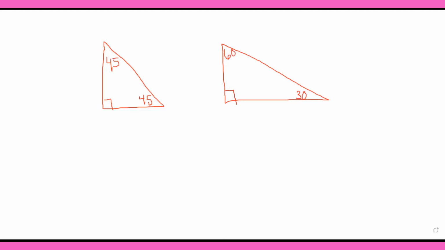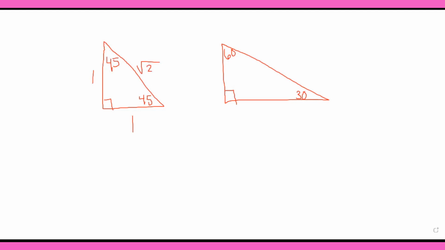These special triangles will appear a lot in both geometry and trigonometry, so it's always good to just remember the sides, and that's what I call the base triangle. All 45, 45, 90 triangles will have sides proportional to 1, 1, square root of 2.